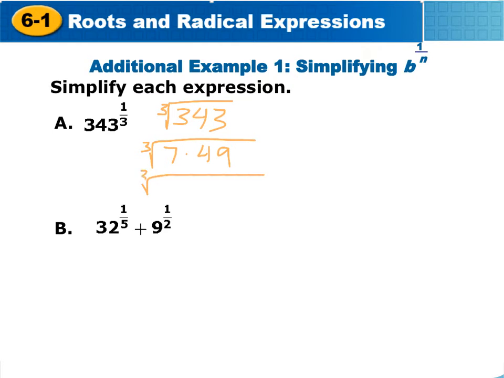What are 2 factors of 49? 7 and 7. So what are we going to do now? Just write 7. So we circle our group of 3, the 3 7s, and what's our answer? 7.